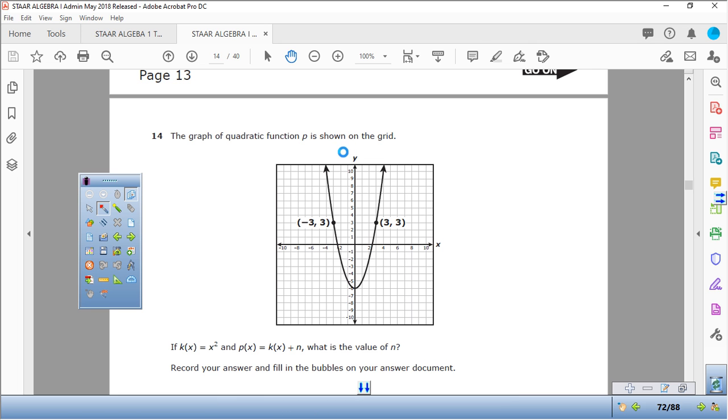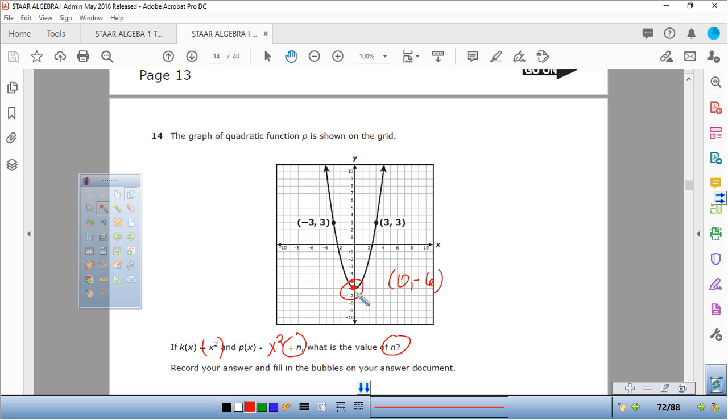Okay, so the graph of the quadratic function P is shown on the graph. Okay, so there's that coordinate too. And that coordinate would be 0, negative 6. P of x is equal to, okay, so this right here is basically saying x squared plus n. What's the value of n? Now, you got to understand, that right there is the y-intercept, where this number right here is. So it's going to be what? Negative 6? Yeah, and that plus or minus on any of these equations or these quadratics, anything that has that constant, it's that y-intercept.